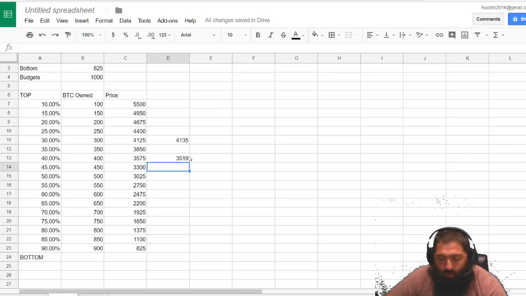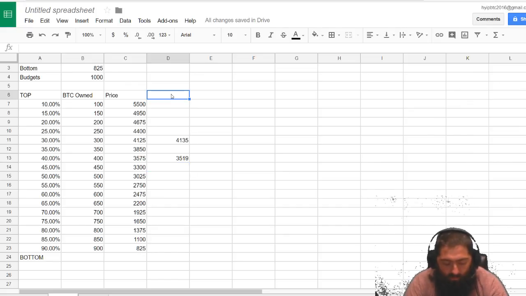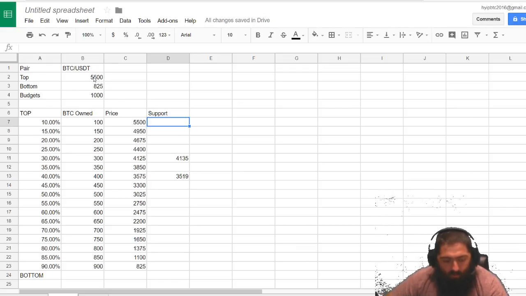Matthew, that's what I'm doing right now. This is where the actual line's going to be. This is support. These are the support lines. So this is just based off of calculations. So my budget is, the top is 5,500, or what I believe it's going to be. These are the 10% of that 5,500. So I'm going by 5% increments all the way to the bottom.